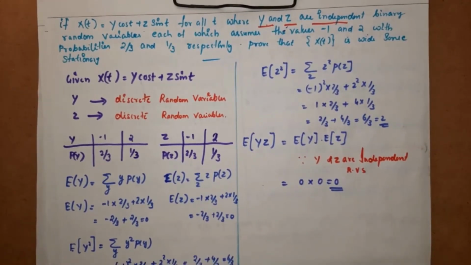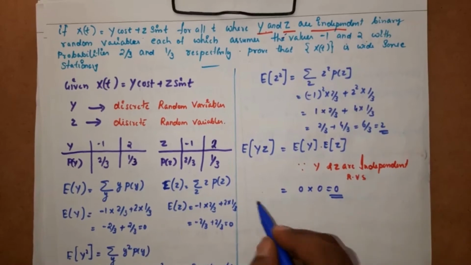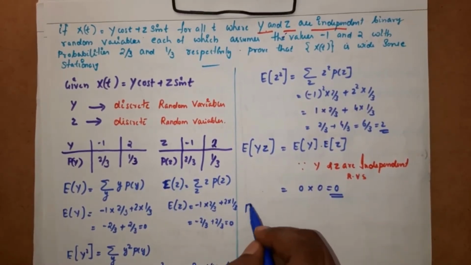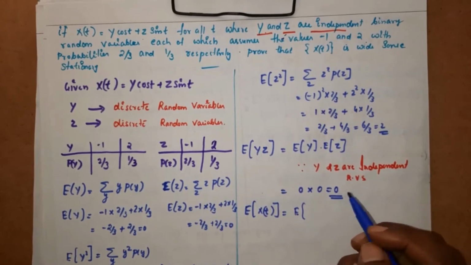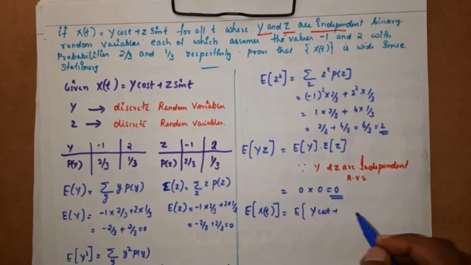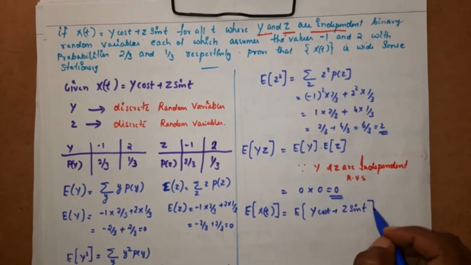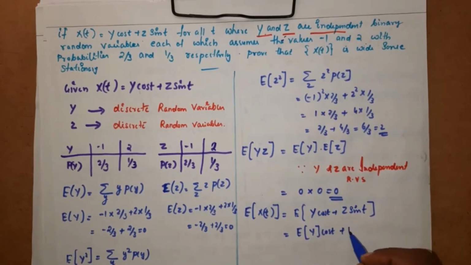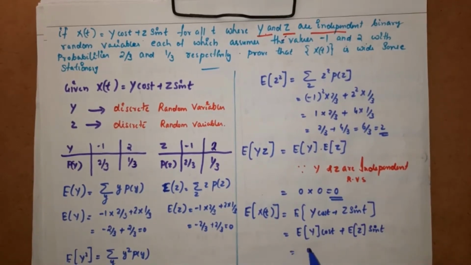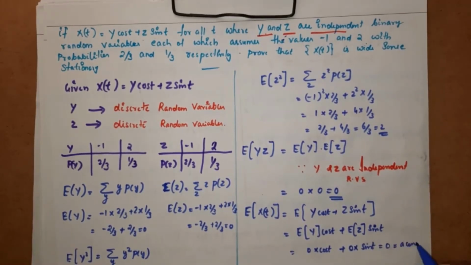Now we will have to find expectation of x of t. Expectation of x of t is equal to expectation of y cos t plus z sin t, that is equal to E of y cos t plus E of z sin t, which is 0 into cos t plus 0 into sin t. Answer is 0, which is equal to a constant.